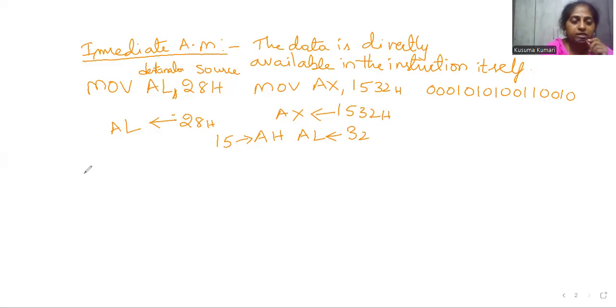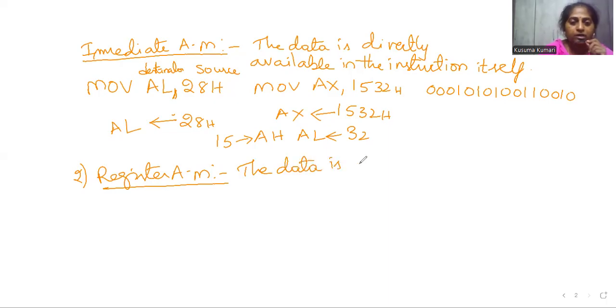Next type of addressing mode is register addressing mode. Register addressing mode means that in this type of addressing mode, the data is available in the register. In immediate addressing, the data is available in the instruction itself. Here, the data is available in the register.